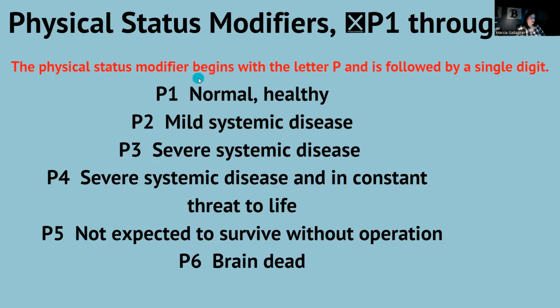The physical status modifier begins with the letter P and is followed by a single digit. So P1 is normal, healthy. P2 is mild systemic disease. P3 is severe systemic disease. P4 is severe systemic disease that is a constant threat to life. And P5 is not expected to survive without an operation. And P6 is brain dead. And these are all referring to anesthesia only.